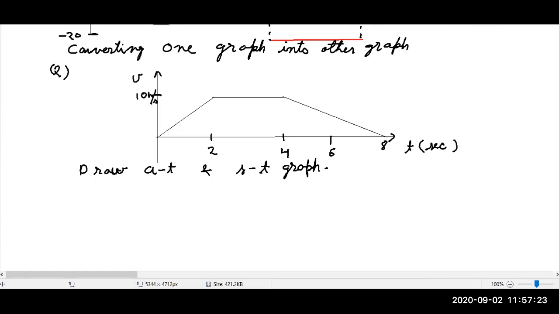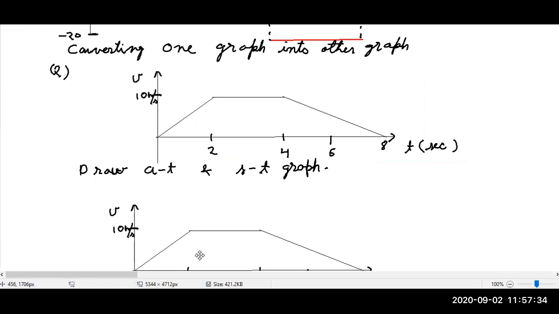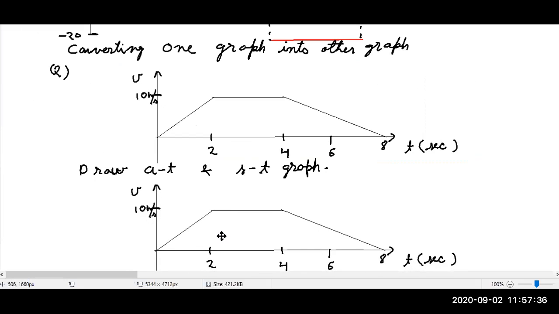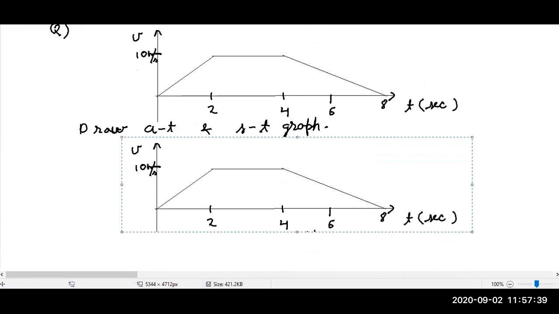So what we will do is we will copy this main thing. Okay. So we will just change the values. This is A now, and this is time. Okay, so first we will see from 0 to 2 what is the acceleration. How can you find acceleration from the VT graph? By finding the slope. So we will find the slope first.